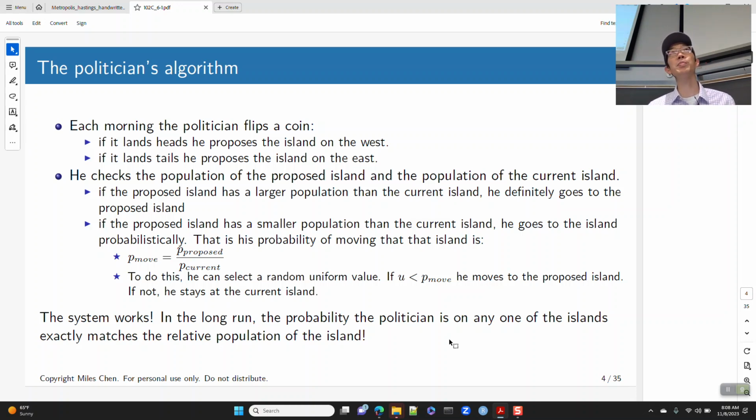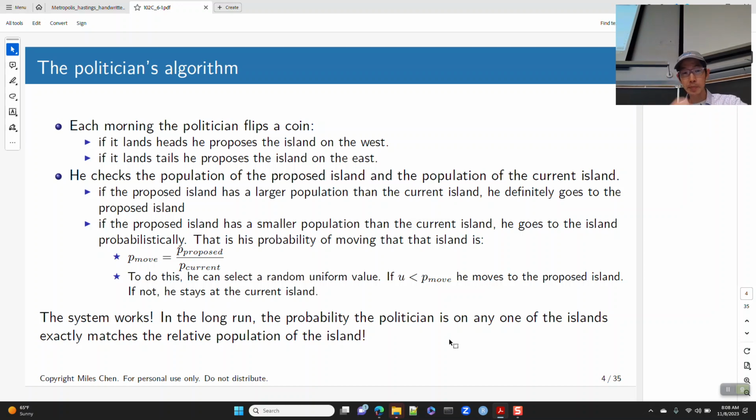So if the proposed population is 99% of the current population, then he's going to end up going to the proposed island 99% of the time. If the island that he proposes has a population that's half of his current island, then he'll go there with probability 1/2.